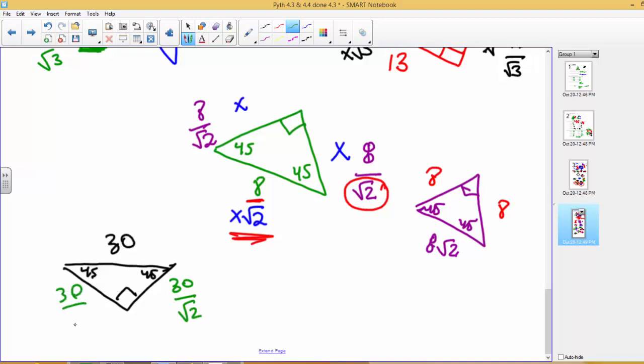So, if you have a right triangle and you know it is either a 30, 60, 90 or a 45, 45, 90, you can find all of the sides if you are only given one side because of the 30, 60, 90 rule and the 45, 45, 90 rule.